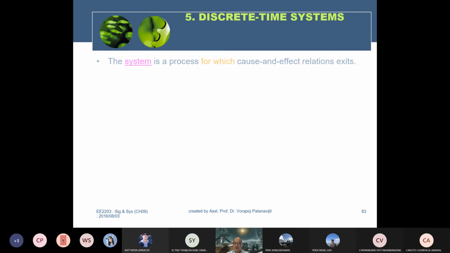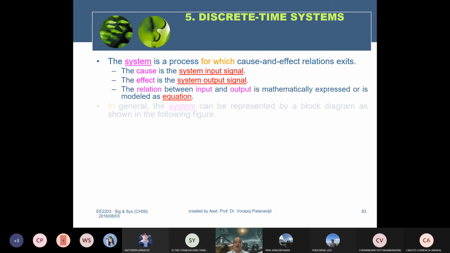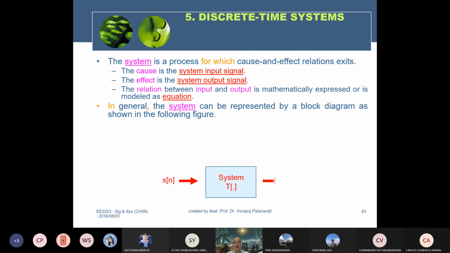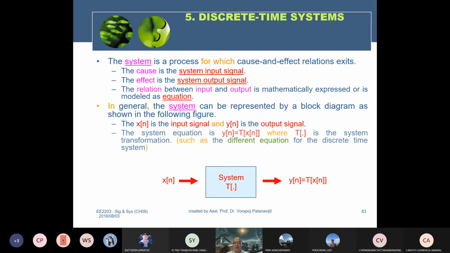Almost all systems in the digital world are modeled by discrete time systems. A system is a process for which a cause and effect relation exists. The cause is the input, the effect is the output, and the relationship between the input and the output is mathematically expressed, or modeled, as an equation. In general, the system can be represented by a block diagram as shown in this figure.